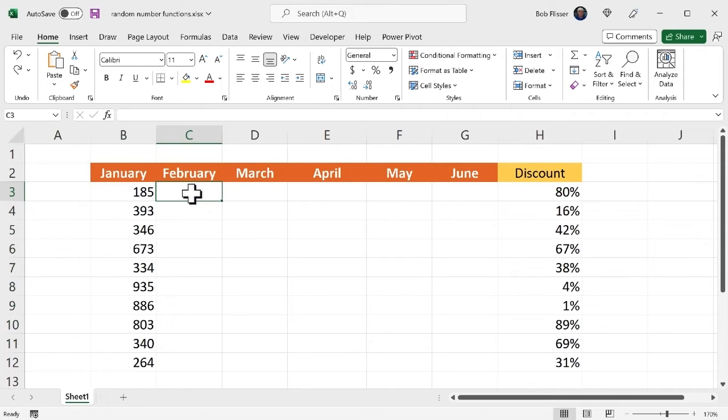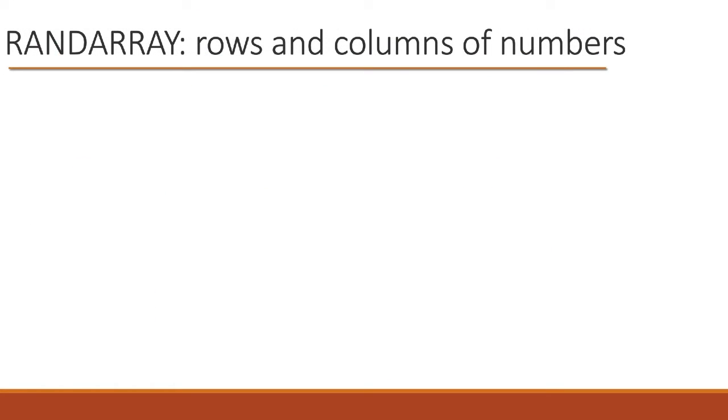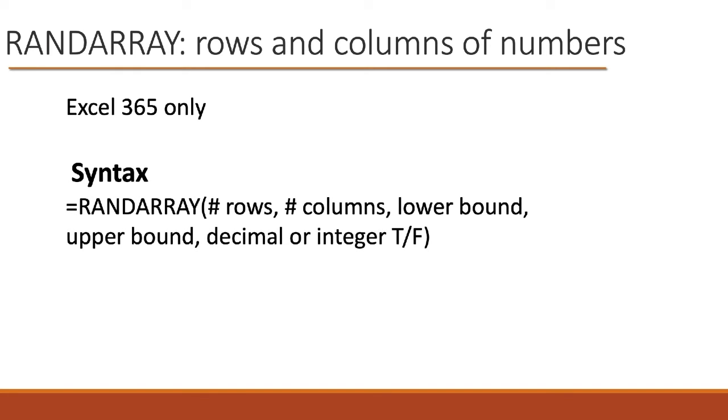So what we have remaining is 5 months, we have 5 columns, and we still have 10 rows. So let's take a look at the third function. That function is called RANDARRAY, and that was introduced in the 365 editions. And the syntax, we say equals RANDARRAY, and the first argument is how many rows of numbers do we want, how many columns of numbers do we want, and kind of like the RANDBETWEEN function, what's the lowest number and then what's the highest number.